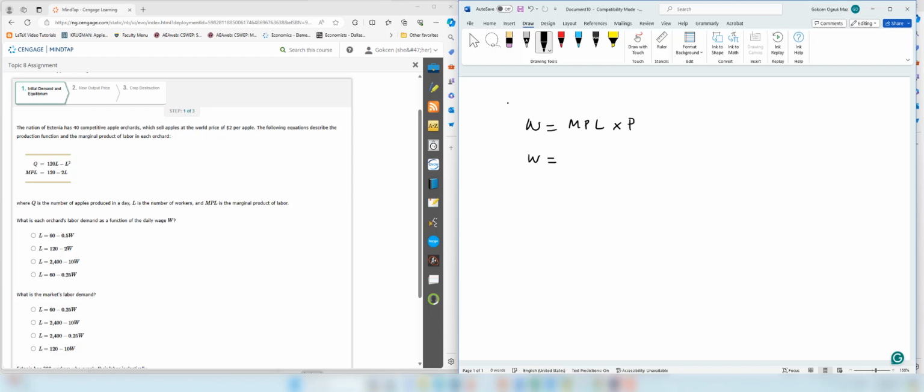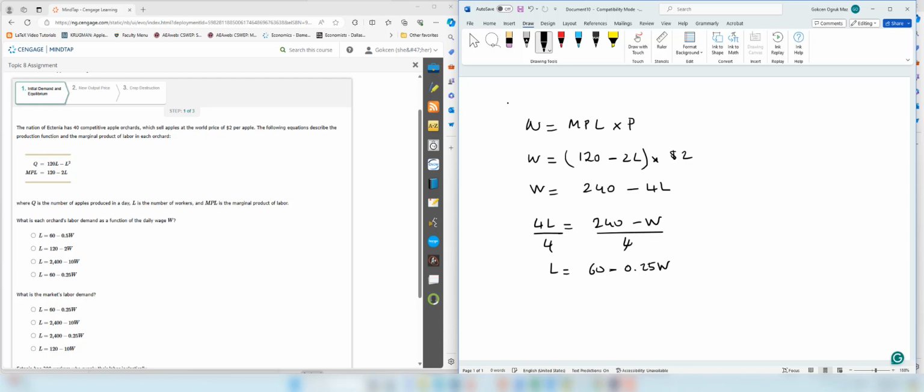Wage is equal to MPL, which is 120 minus 2L, times the price, which is given in the question as $2. So wage is equal to 240 minus 4L. And now we can solve for L to find the labor demand function. 4L is equal to 240 minus W. If you divide both sides by 4, we get L is equal to 60 minus 0.25W. So as you see, the last one is the labor demand function given this equation.